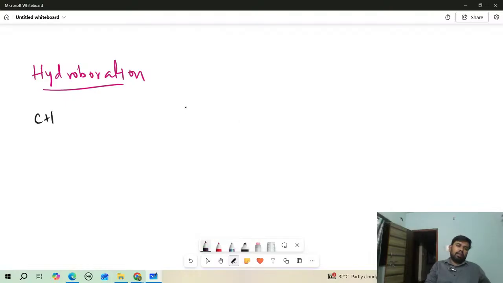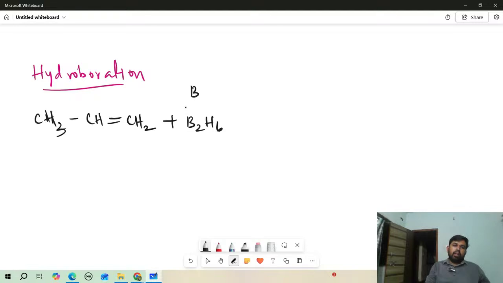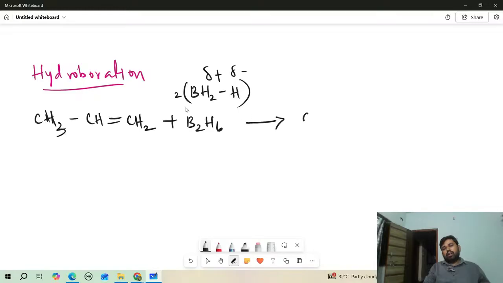Please think of CH3 single bond CH double bond CH2. Now for this one we'll add B2H6, diborane. Now how will it attack? This will be split into BH2 and H. This is positive, this will be negative. Now how will it attack here? It will attack like this.